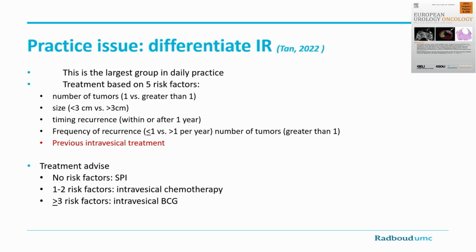Of course, you can also use what has been done by the International Bladder Cancer Group, differentiating the higher risk intermediate risk from the lower risk intermediate risk, and you can use the number of tumors, the size, the timing of the recurrence, the frequency of the recurrence, and the previous intravesical treatment. And you realize the more negative factors you have, the higher risk the intermediate risk patient is, so you probably would go for BCG, and if you don't have those factors, it's almost a low risk patient, you might go for intravesical chemotherapy.